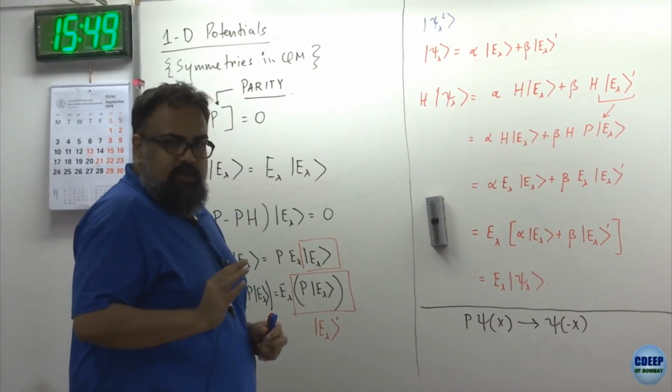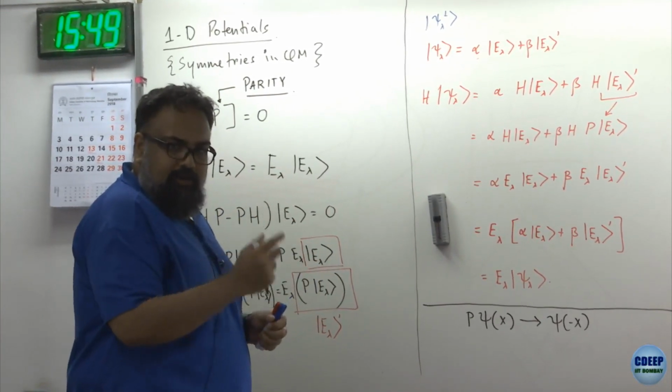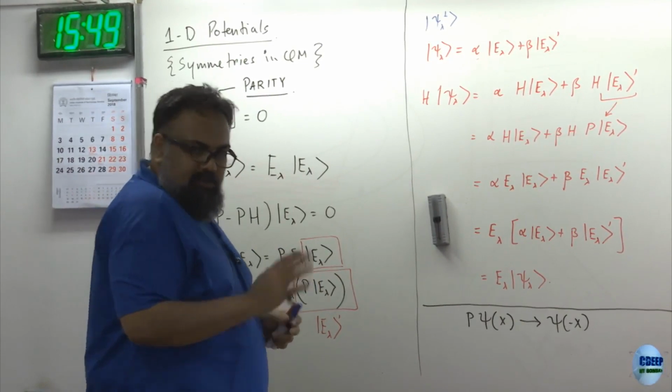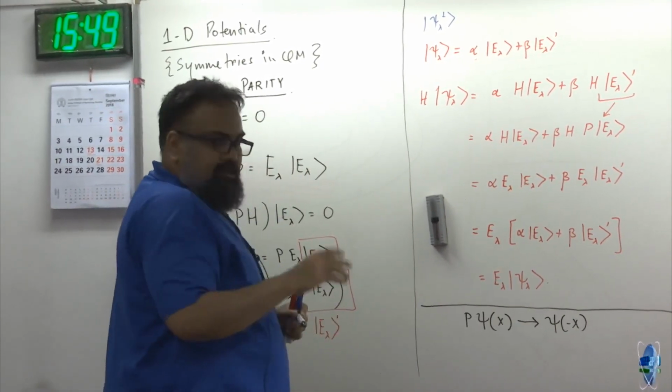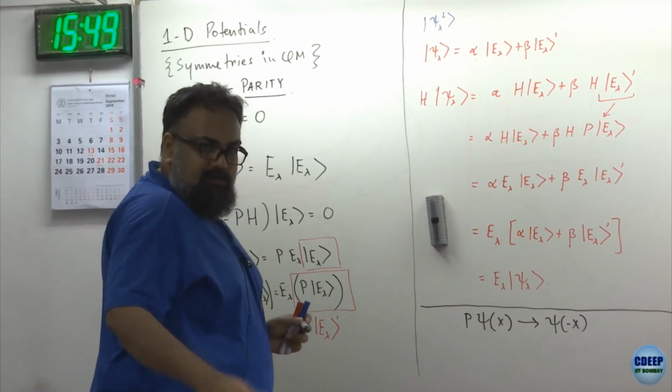Yeah, it's better to see it in the position basis. You can write it in that basis as well, you just have to resolve the identity. So all that it does is it takes every X to minus X. So that's what it does, right?